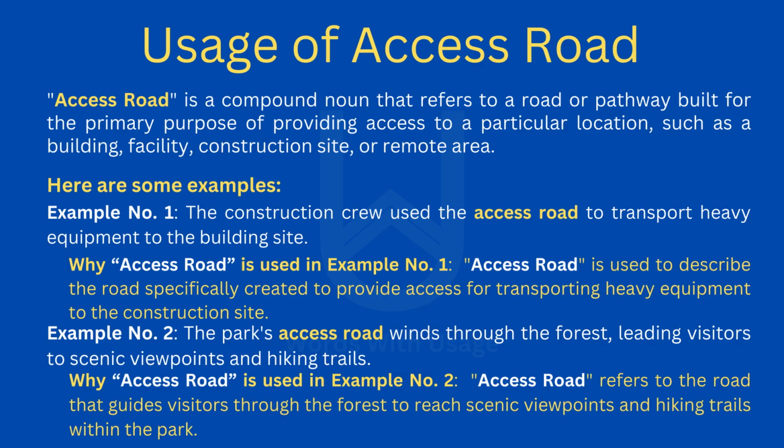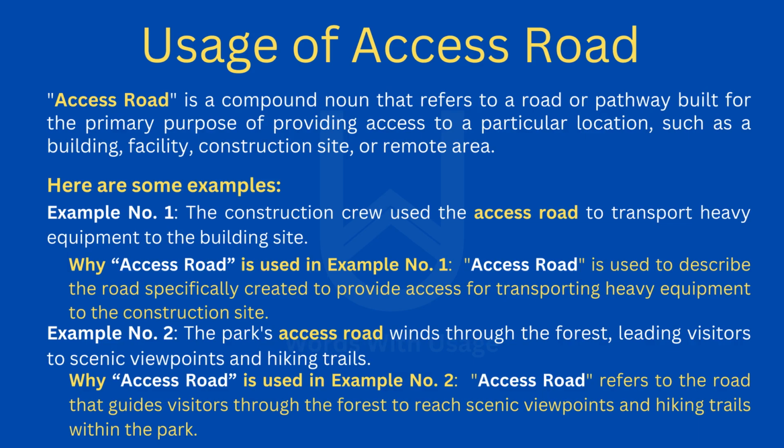The construction crew used the access road to transport heavy equipment to the building site. Why access road is used in example number 1. Access road is used to describe the road specifically created to provide access for transporting heavy equipment to the construction site.